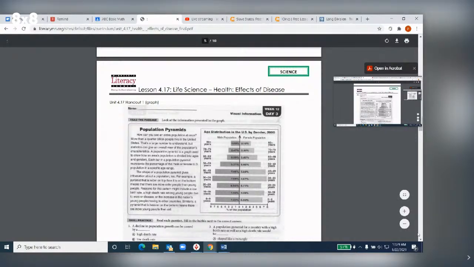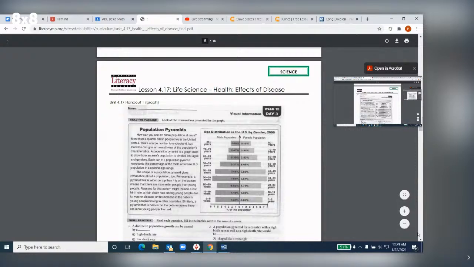Okay, it says, how can you see an entire population at once? More than 250 million people live in the United States. That's a large number to understand, but statistics can give you an overall view of the population's characteristics. A population pyramid is a graph used to show how an area's population is divided into ages and genders. Each bar in a population pyramid represents the percentage of the male or female U.S. population in a specific age range.